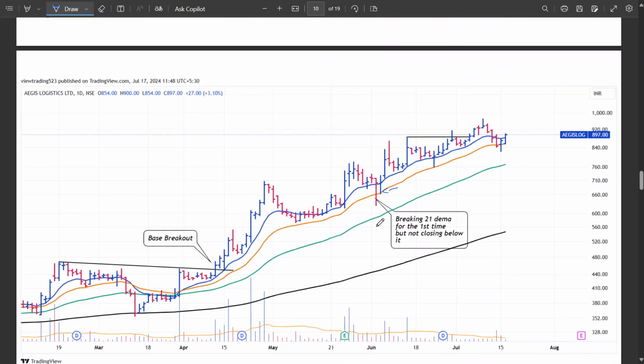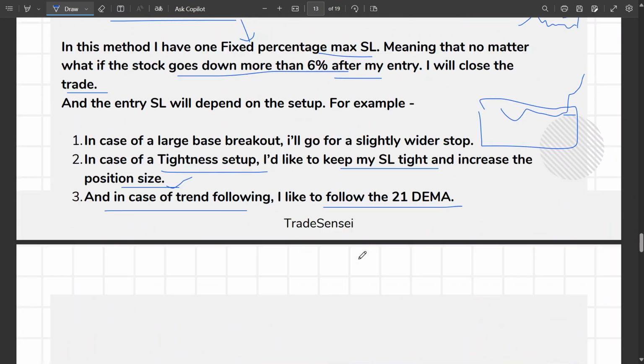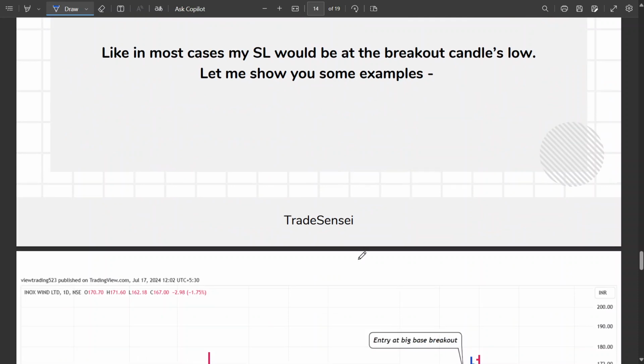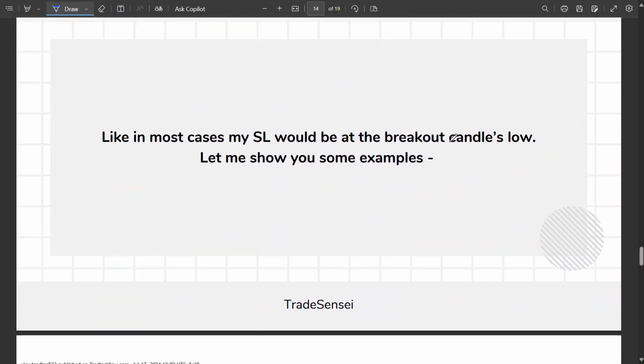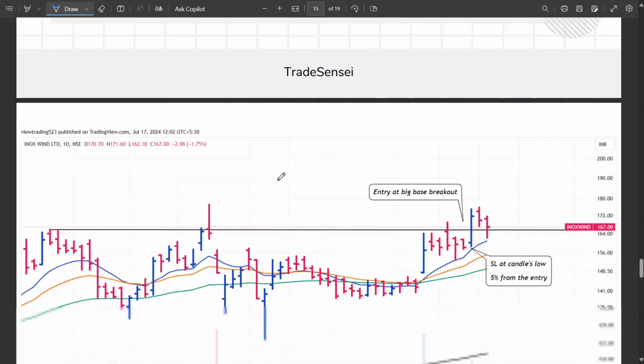And in such cases, where the price sharply moves down, I like to book half of the position as soon as the price breaks the 21-day moving average, and I will book the rest of the position if the price closes below it, right? So there are two things: if the price crosses it during the day, and if the price closes below it. These are the two things that I'll keep in mind. In most cases, my SL would be at the breakout candle's low. Let me show you some examples, right?